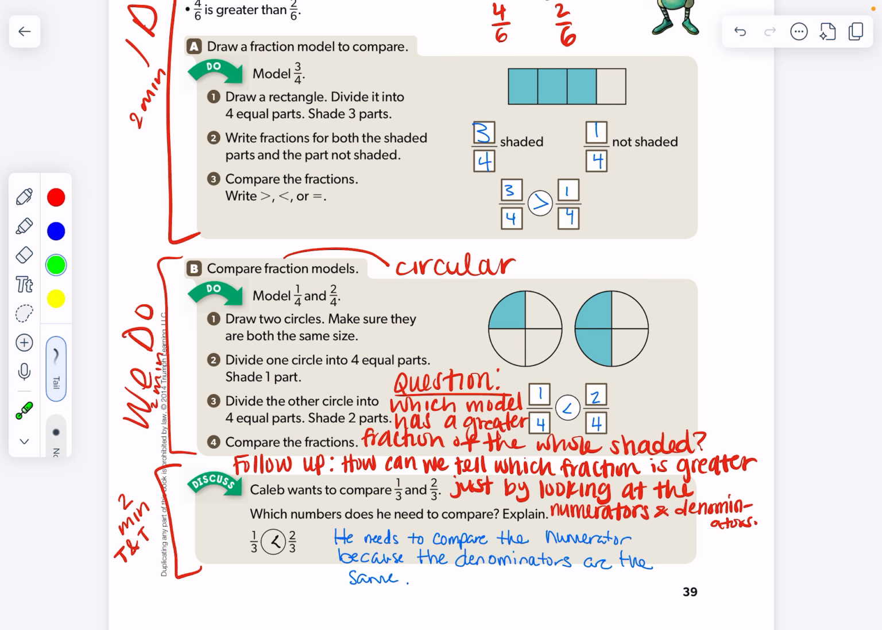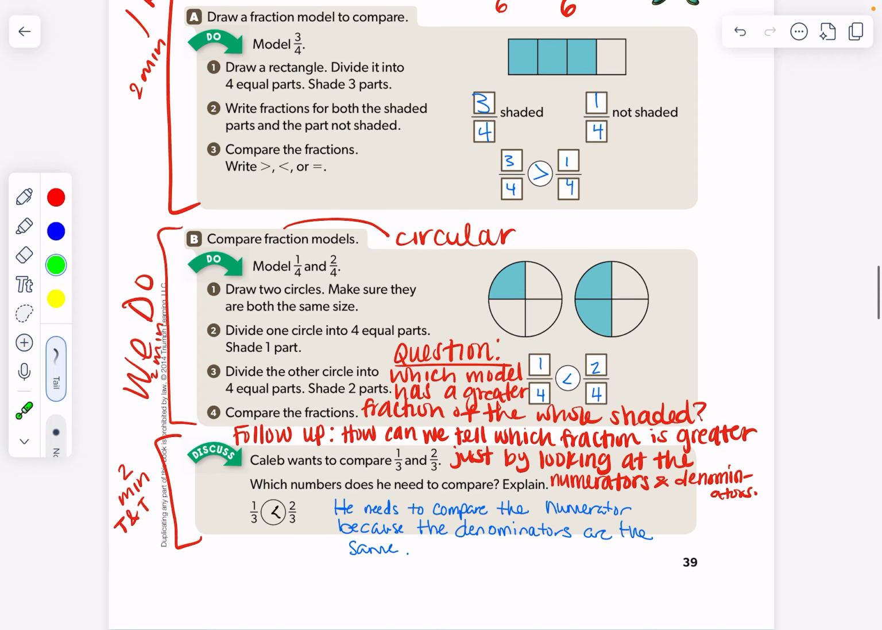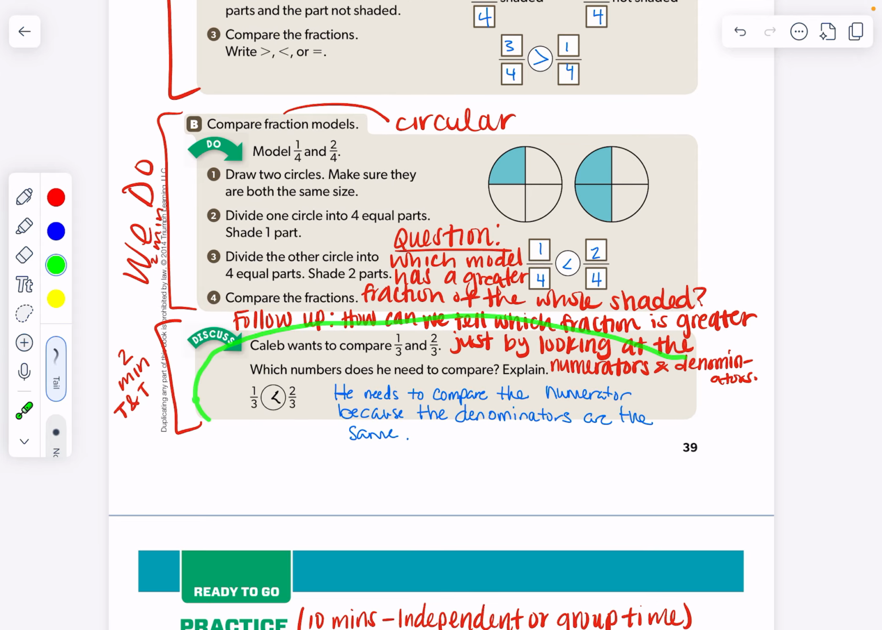So that is a nice little turn and talk that you can launch students in, or you may just want to say this to stamp that knowledge for students, but then have them write down what you're saying so that they have it in the back of their minds as well. And then here's another opportunity for a turn and talk, right? Caleb wants to compare 1/3 and 2/3. Which numbers does he need to compare?